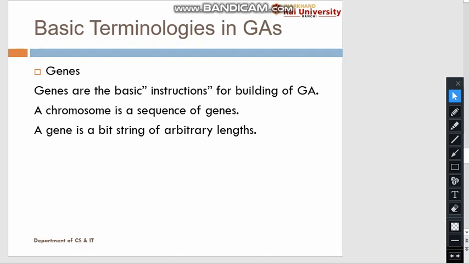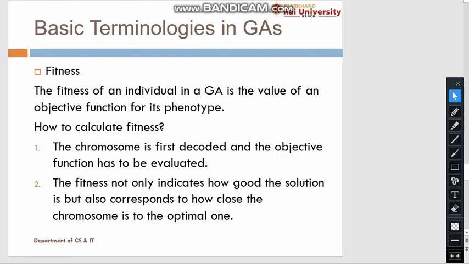Genes are the basic building blocks of the genetic algorithm. A chromosome is a sequence of genes, and each gene is a bit string of arbitrary length. Once we have found all the possible solutions of a problem, we group them together to form a population, and then we find the optimized solution in the search space.